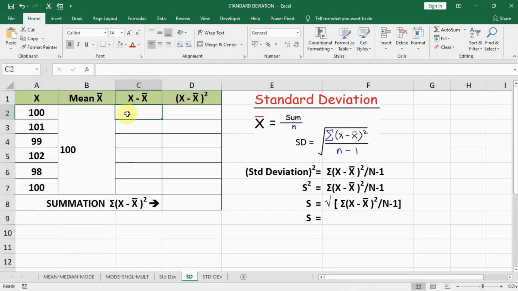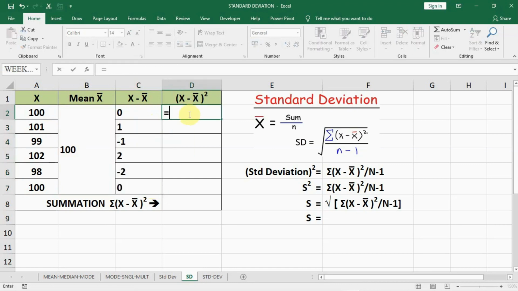Then we'll find the difference of each and every unit from the mean. That is equal to x minus x bar, that is B2. Now for B2, we have to use absolute referencing. Press F4 or put two dollar signs like this. This is absolute referencing. Now drag it down.